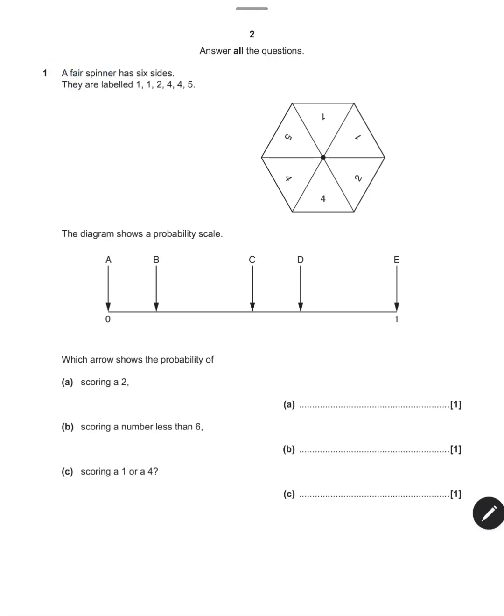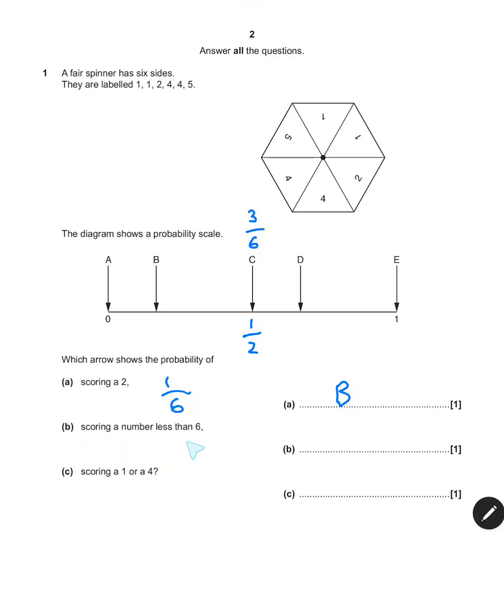Okay, question 1. We've got a probability question about a spinner, and we've got a probability scale underneath. And we're looking for, firstly, the probability of scoring a 2. Well, there is only a single 2 out of 6 numbers altogether. So the probability of a 2 is a 6th. This here, C, is definitely a half, which would be 3 out of 6. And this is definitely less than 3 out of 6. So I think the only option is B.